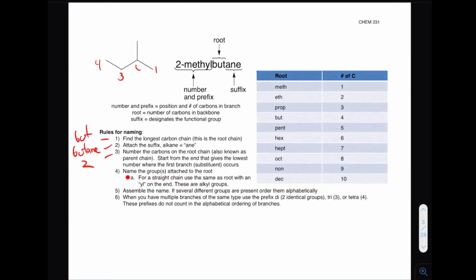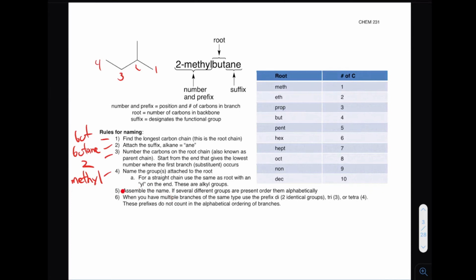Name the groups attached to the root, attached to this parent chain. In this case, we just have, as it calls it here, a straight chain group, okay? So we use the same root, so it's 1 carbon, right? So it's meth, but we have to end the root with a YL, okay? So that means that is methyl, right? We don't use ANE, because that is referring to the entire chain, right? YL is referring to a group attached to the root, a substituent.